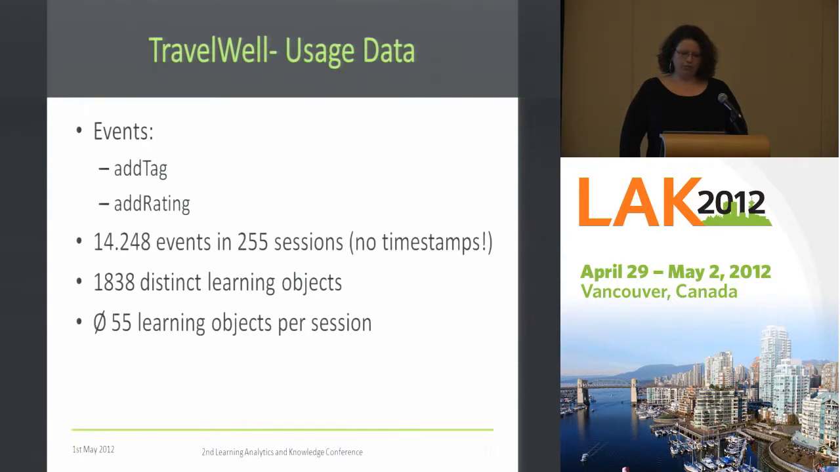And we could use here about 14,000 events. We did not have timestamps, so we had a date. So we could say, okay, these events happened on one day, but we could not say in which order. And this is why we don't have a clear session definition here, but everything that happens on a day is in one session. And you can see here in MACE, we had an average session length of about 11 learning objects, and here we have a length of 55.